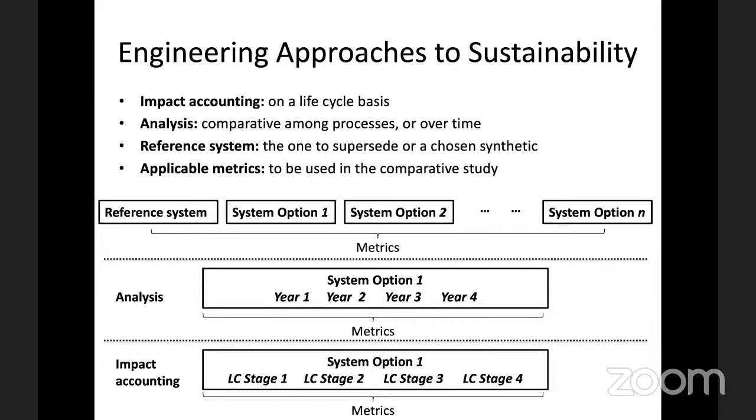In the analysis part, for system option 1, we have year 1, year 2, year 3, or year 4. And the metrics can be used to determine or analyze these different years. Or even for system option 1, for impact accounting, we look at life cycle stage 1, life cycle stage 2, life cycle stage 3, or life cycle stage 4, and we use the same metric to compare these different life cycle stages.